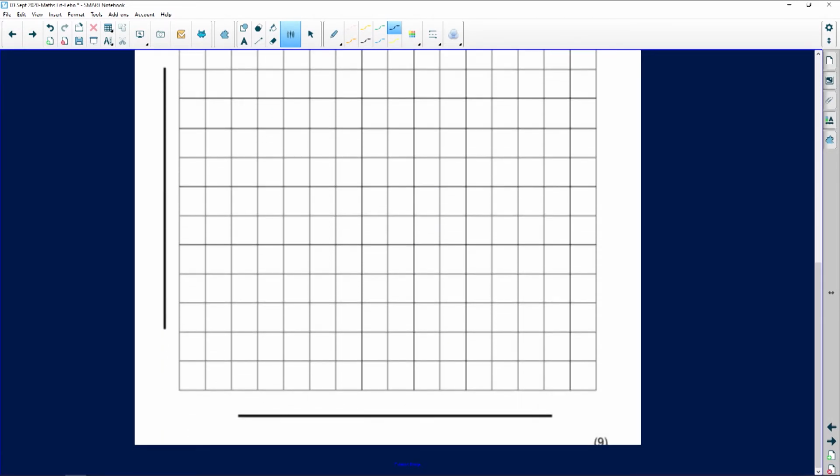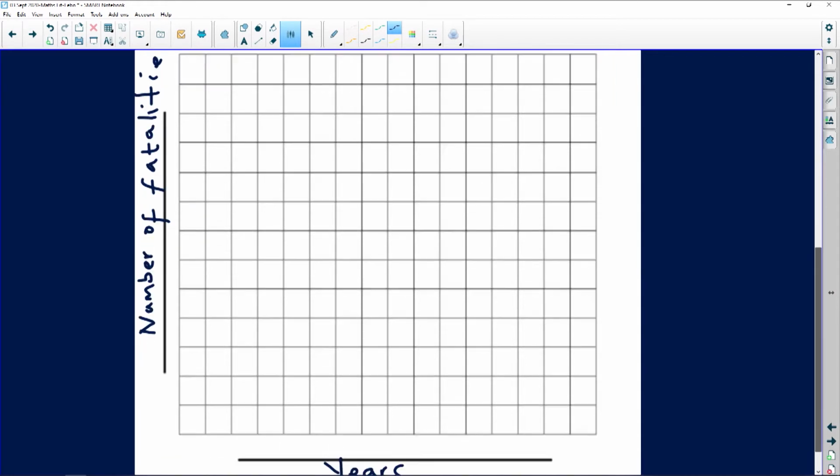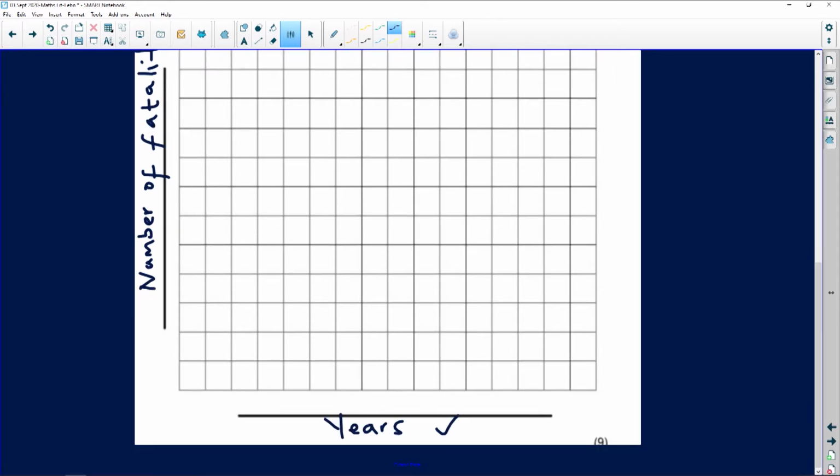Here I can say years. I'm writing it underneath so that I can still write on top there. And then here, number of fatalities. I already now have 3 marks, guys. I have a mark there and I have a mark there. So I always say, don't miss the 3 marks. They're not free, but they're sort of free, okay?